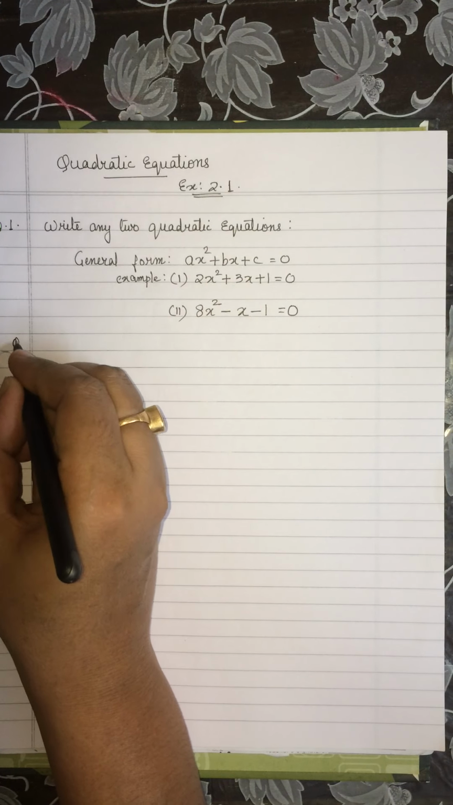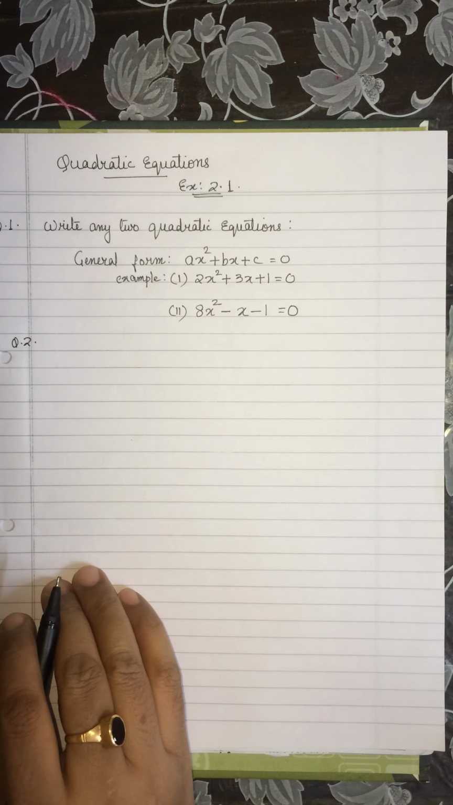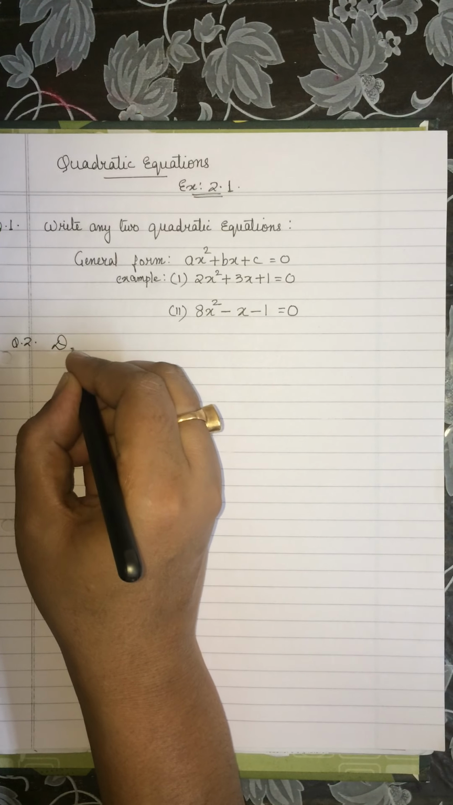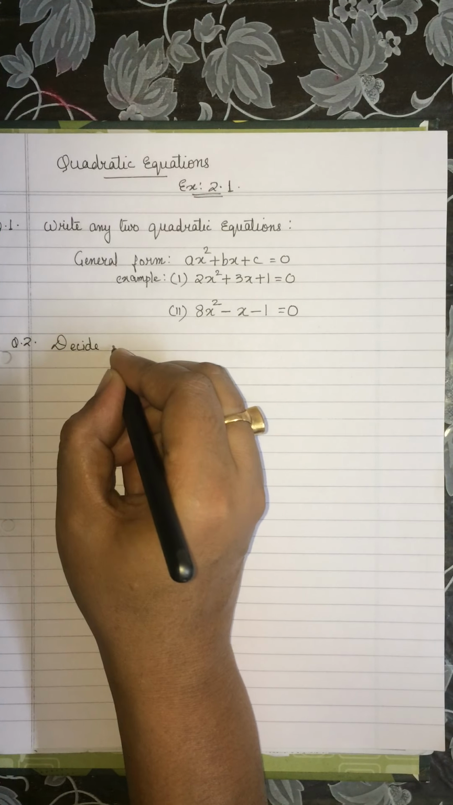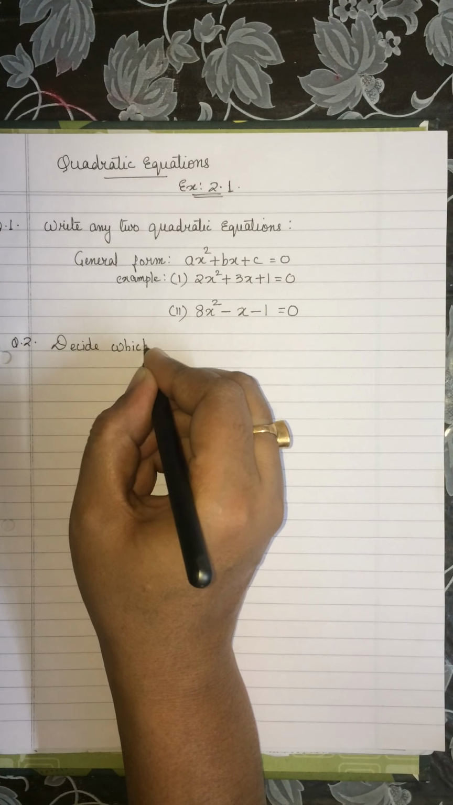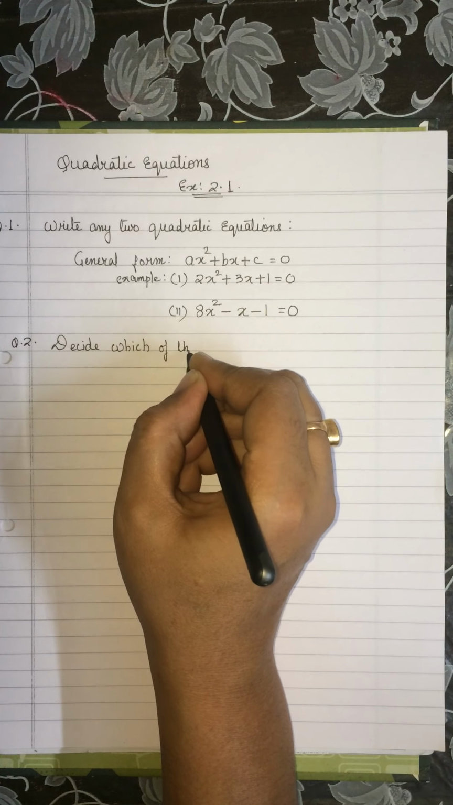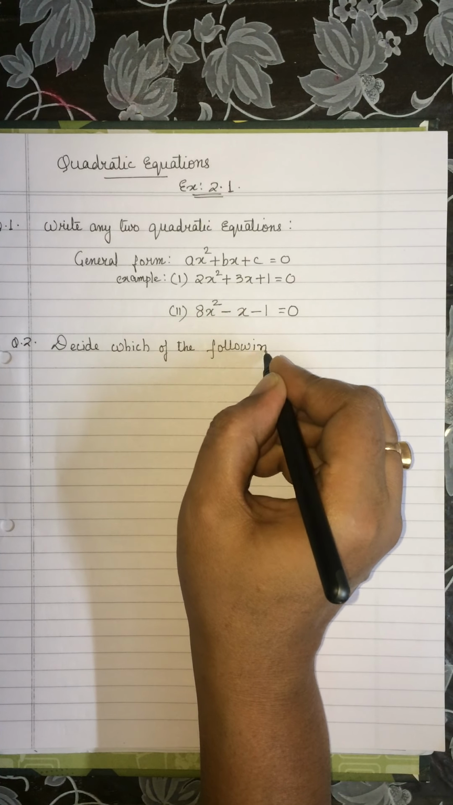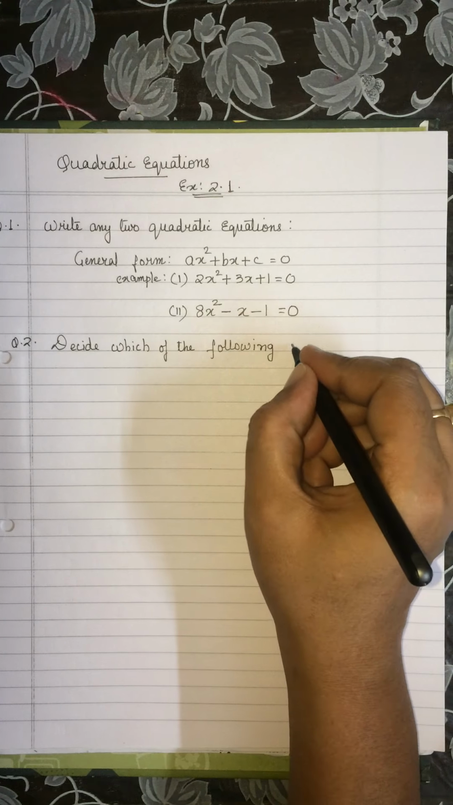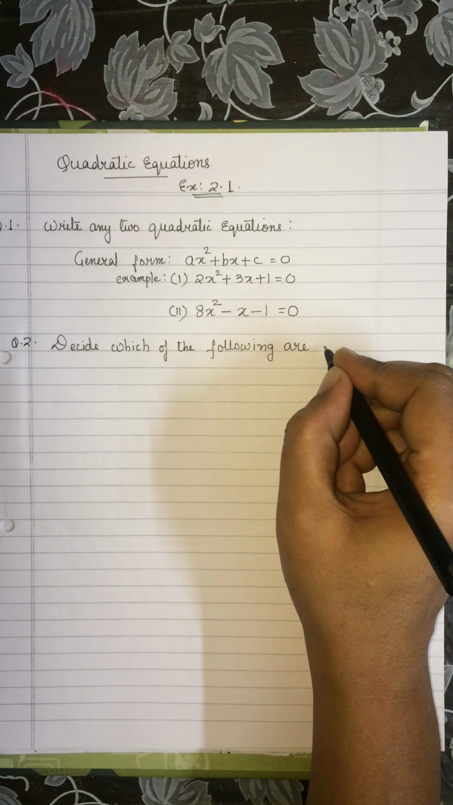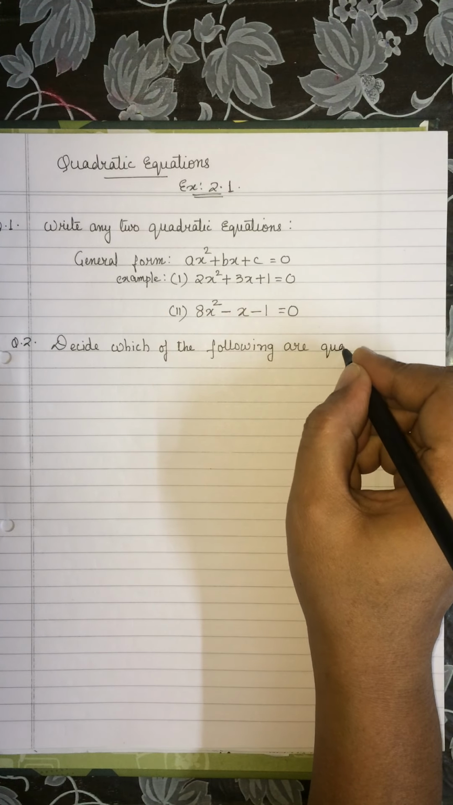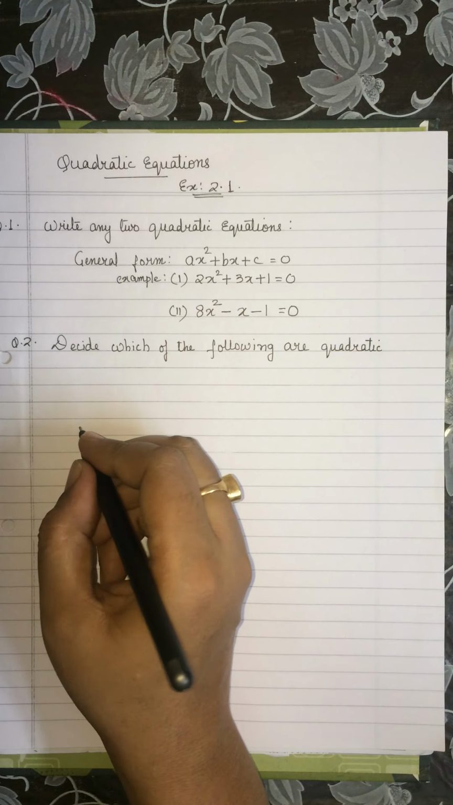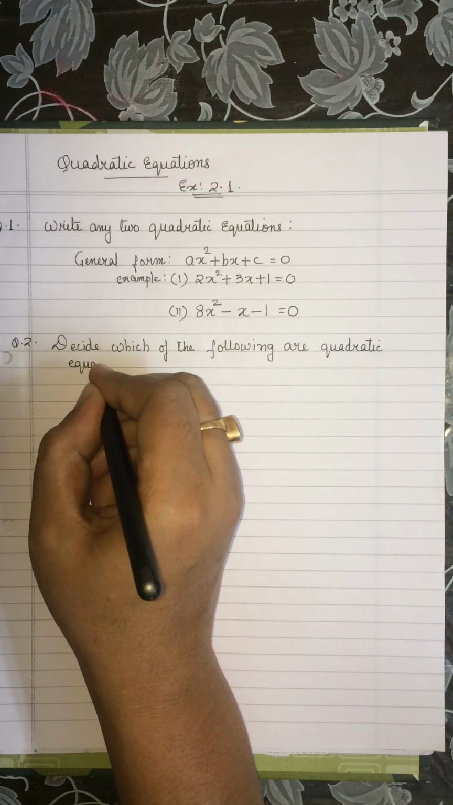Now let us come to question number 2. It is given, decide which of the following are quadratic equations. So we have to see whether the given equation is following the three conditions that we had seen before, whether they are being satisfied or not.